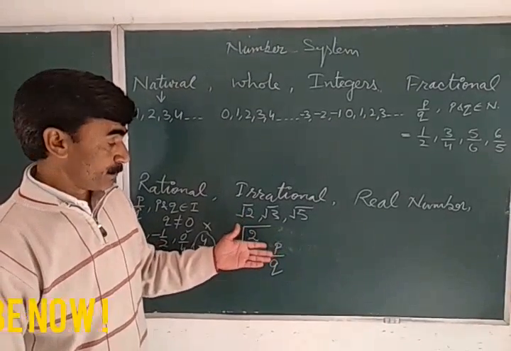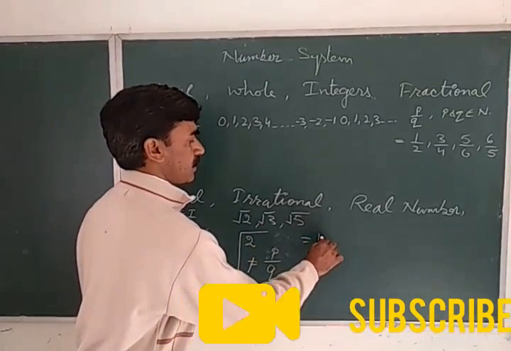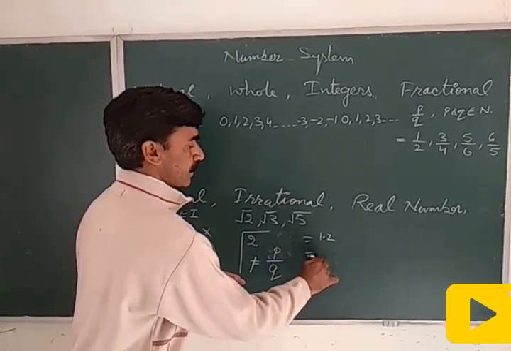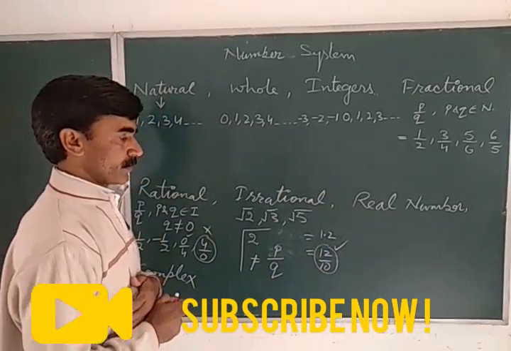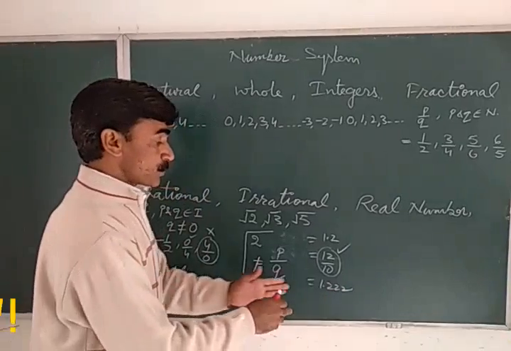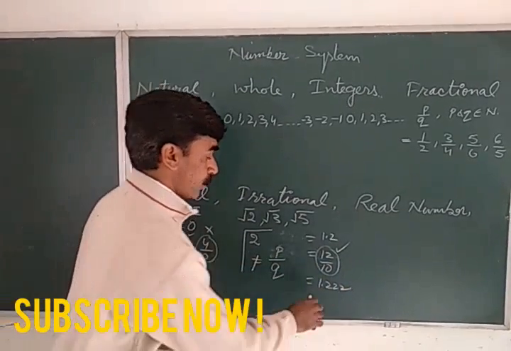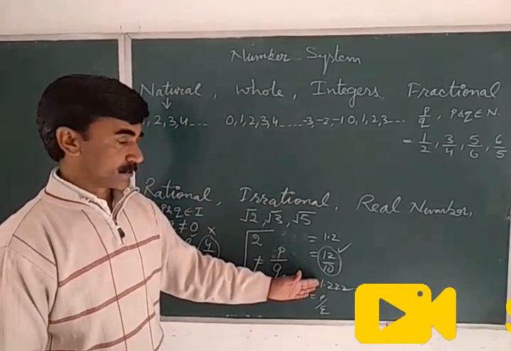How would you write these in the form of p upon q? Suppose you get one decimal, that is 1.2. Easily you can write it as 12 upon 10. So this is rational. If one number is 1.222, then also you can write it in the form of p upon q. That is a separate method, we will discuss that.